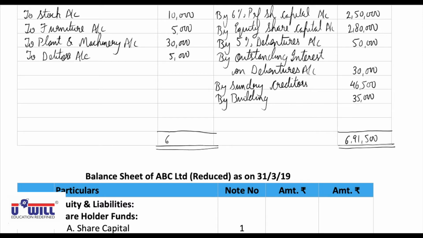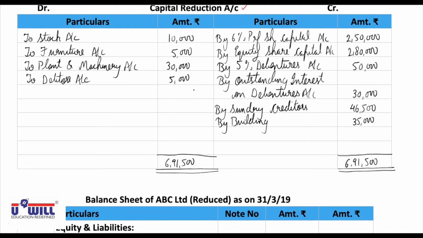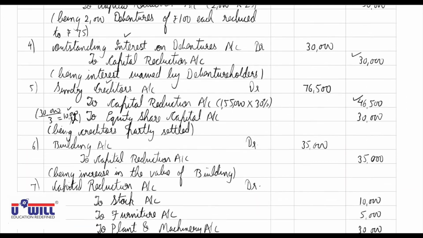So 6 lakh 91,500. Now you already obtained this. You all must be having a calculator, so directly in the calculator do 691,500 minus 10,000 minus 5,000 minus 30,000 minus 5,000 minus 50,000. If you subtract, 641,500 must be remaining. I repeat, 641,500 is remaining in capital reduction. Now we write off one by one as far as possible.